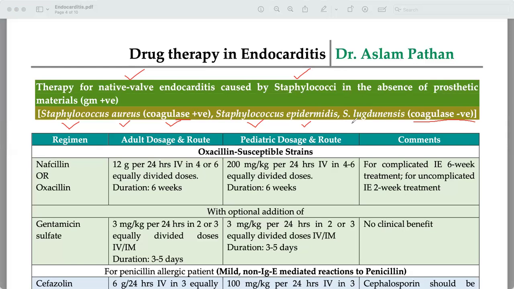And here, if the bacteria is coagulase negative, then the first line treatment is always vancomycin, because it may be methicillin resistant Staphylococcus aureus. So here we may also consider vancomycin the first line agent.